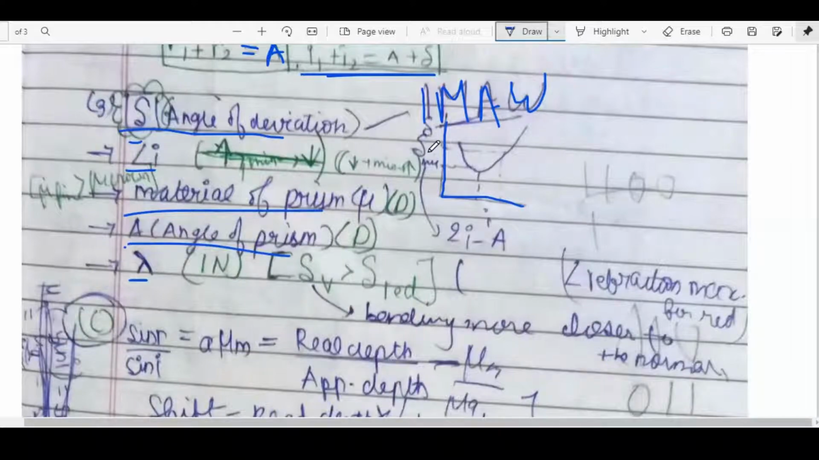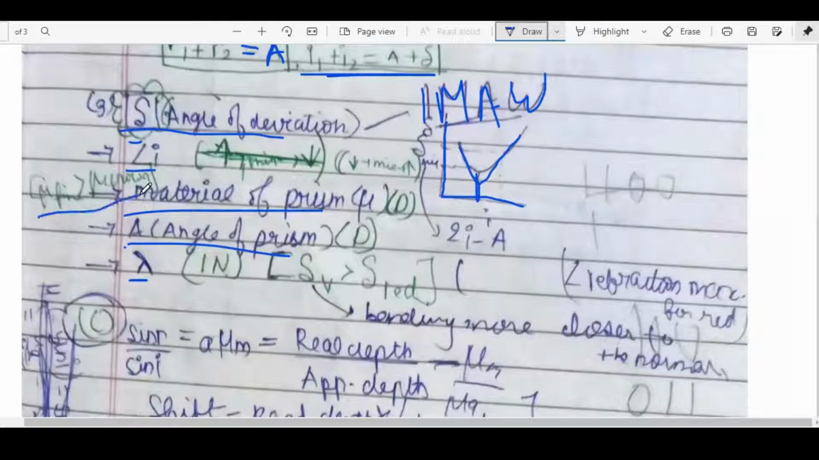But for the angle of incidence, the graph goes like this. First it decreases, then it becomes minimum. Angle of deviation is minimum where it is equal to 2 into angle of incidence minus angle of prism. And then as the angle of incidence increases, the angle of deviation also increases after that.